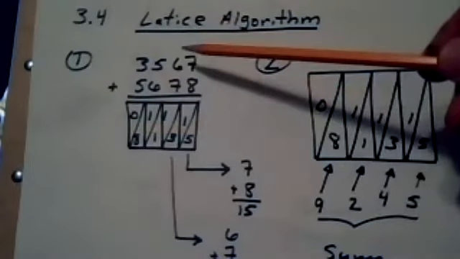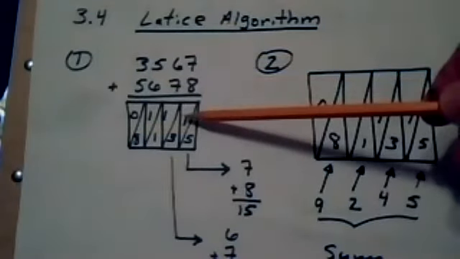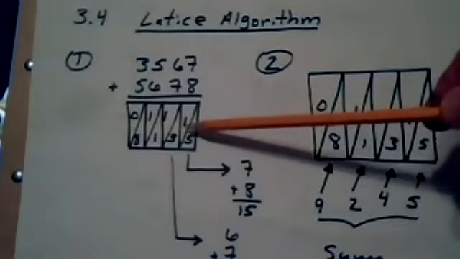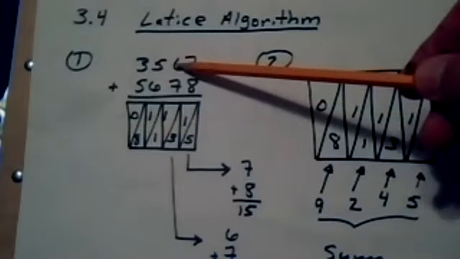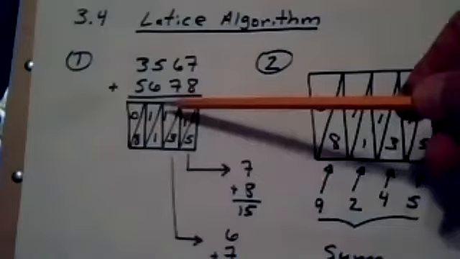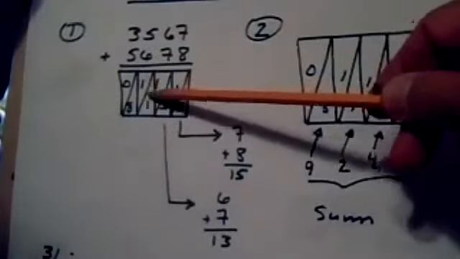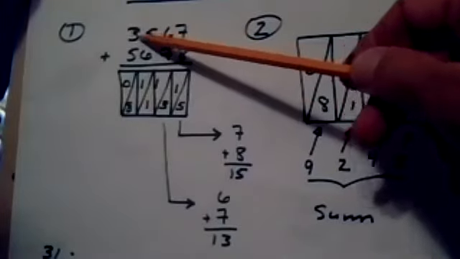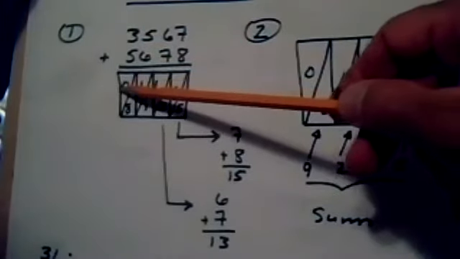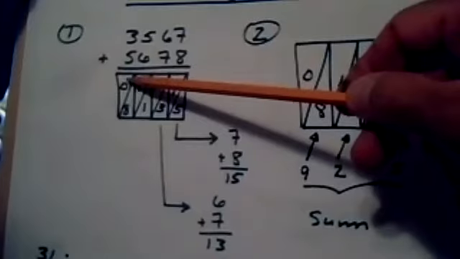And now you go 7 plus 8 is 15. You actually put the 15 in the box. 6 plus 7 is 13. You actually write the 13. 5 plus 6 is 11. Here's the 11. And then 3 plus 5 is 8. And then you fill this empty space with a 0.